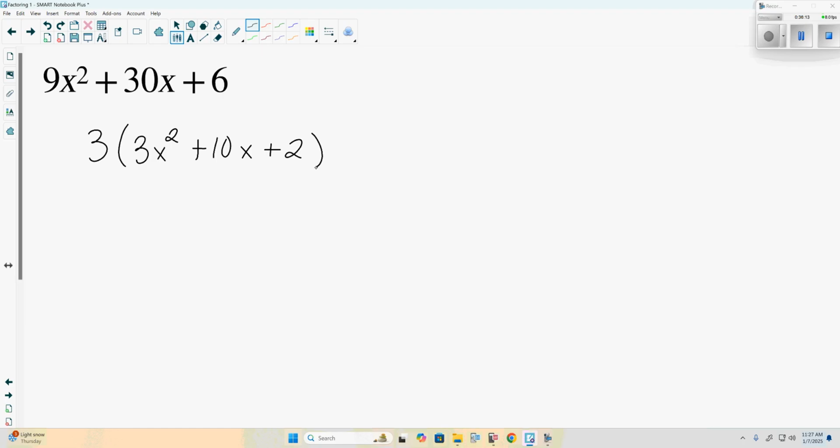If we factor the 3 out of 9x squared, we get 3x squared. Factor the 3 out of 30x, we get 10x. We factor the 3 out of 6, we get 2. Since there is no other greatest common factor, we'll have our two sets of parentheses with 3 spaces. Since the third term is positive, the signs are the same and match the sign of the middle term. So they're both positive, plus and plus.